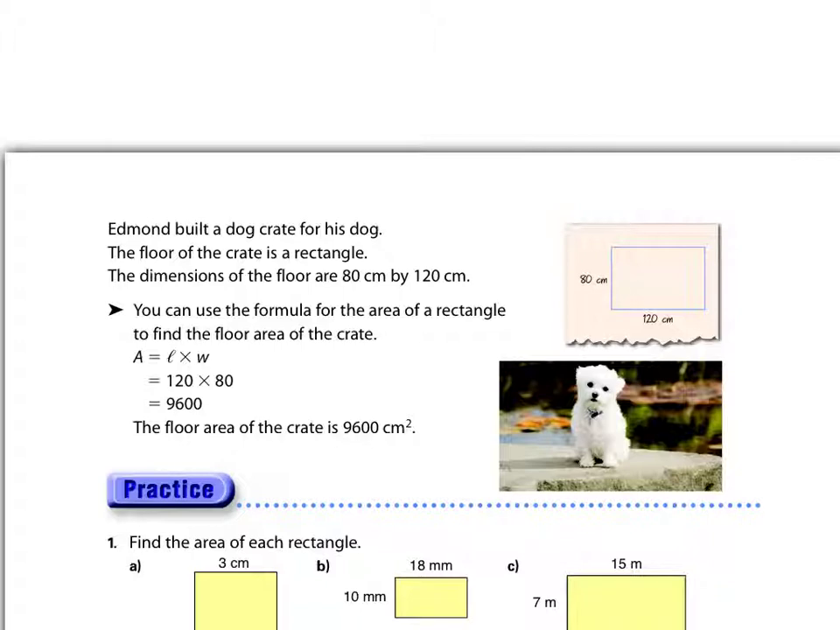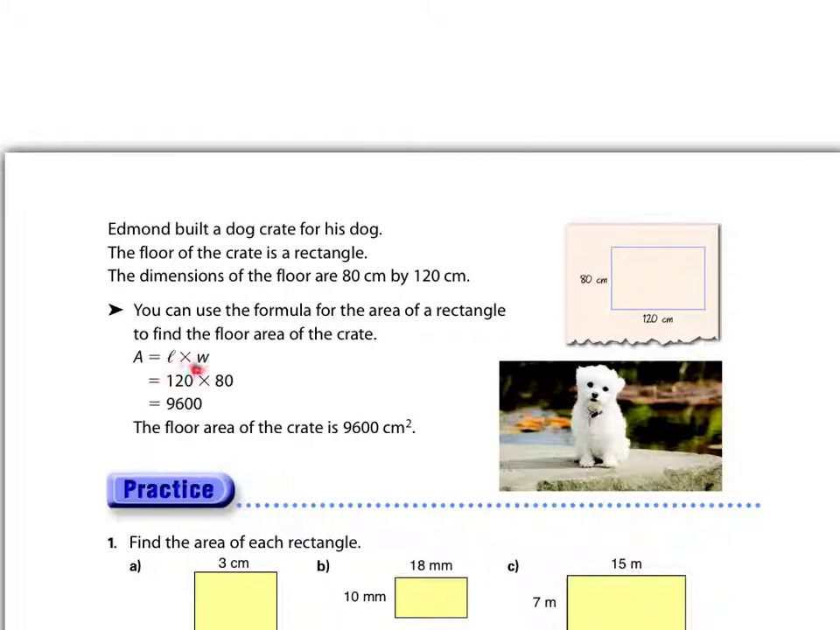All right, finishing off with one more example. So here we have Edmund who built a dog crate for his dog. The floor of the crate is a rectangle. The dimensions of the floor are 80 centimeters by 120 centimeters. So that's what the bottom rectangle shape looks like. What would be the area of that?